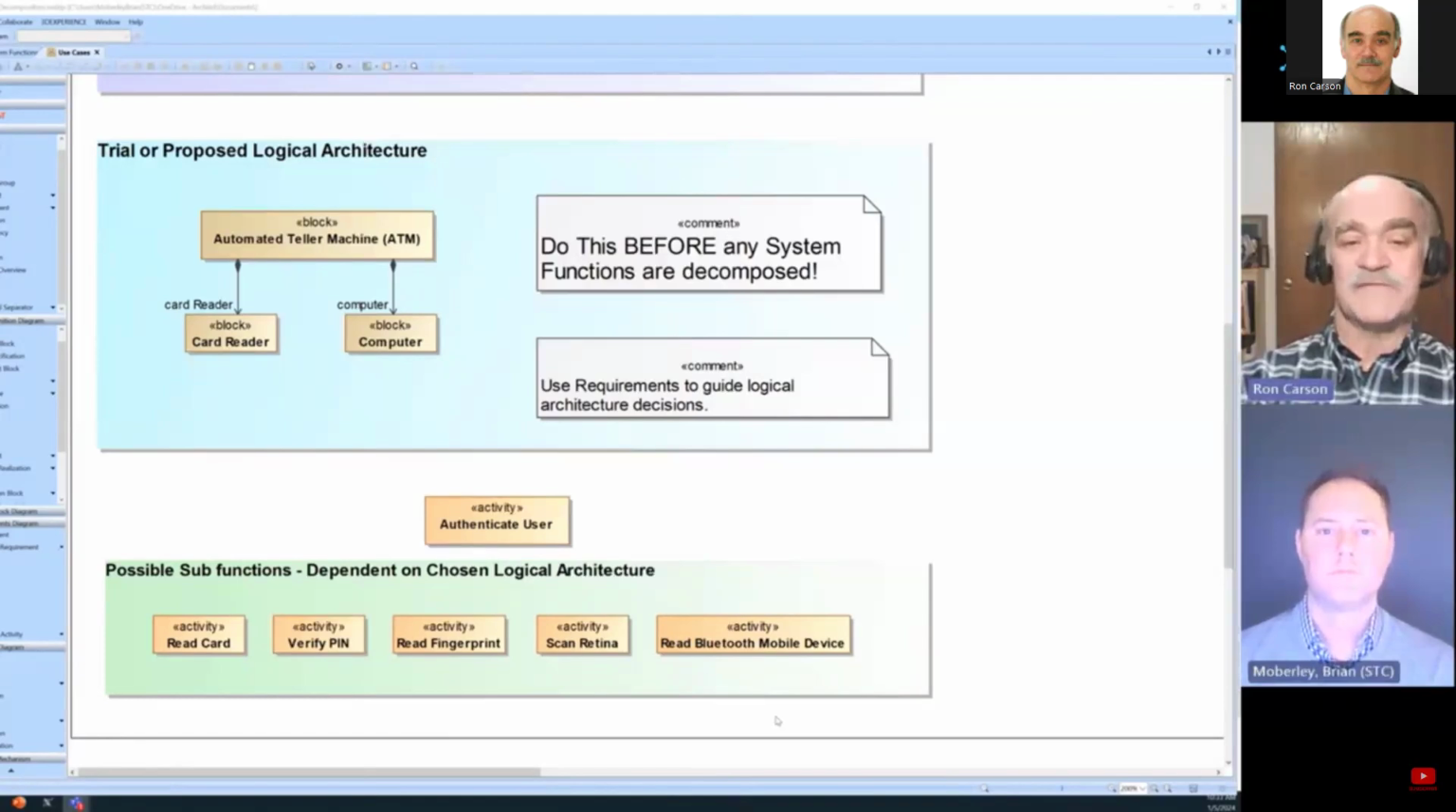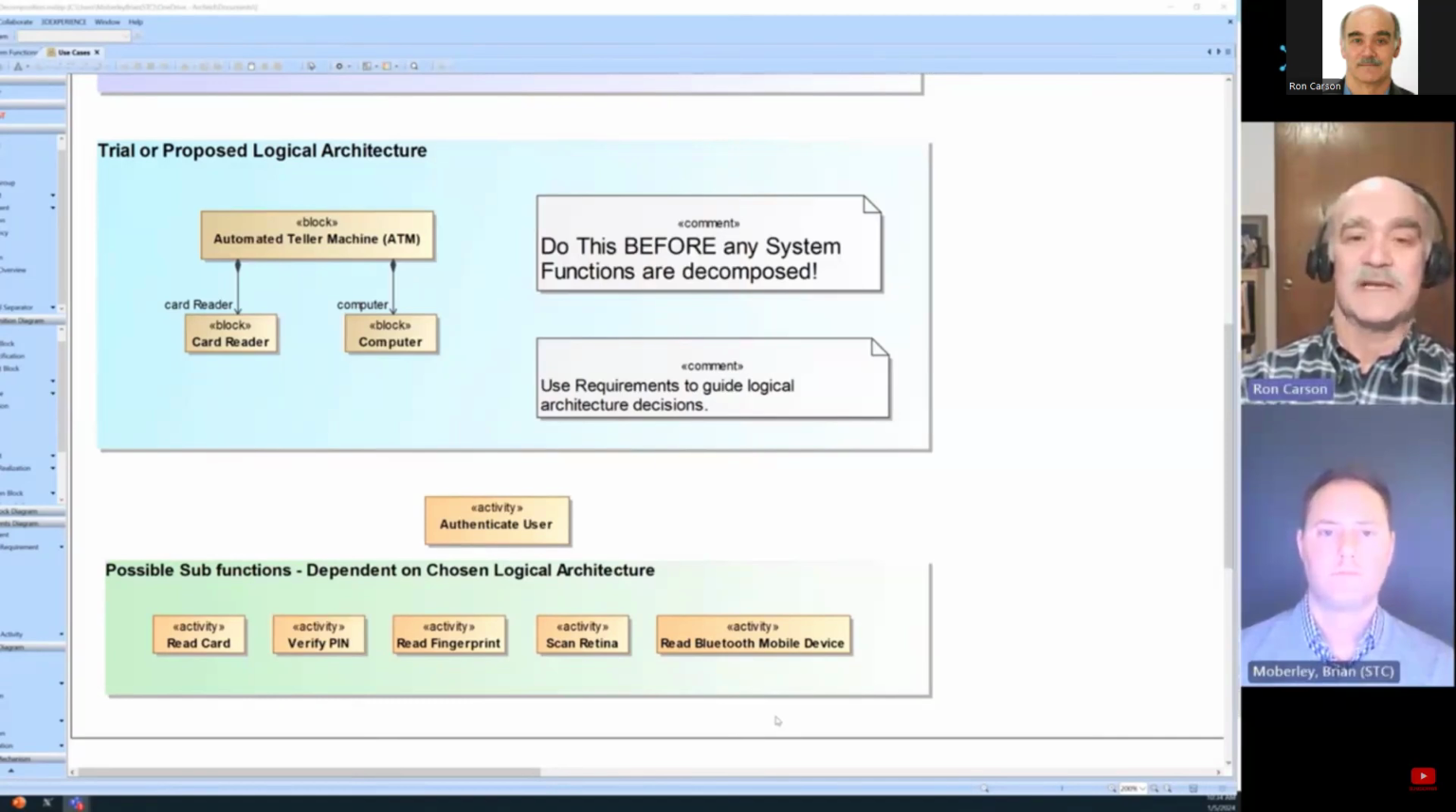Also, there are five different types of functions here that might need unique interfaces, each one of them. Right. A card reader, a fingerprint scanner, a retinal scanner, a Bluetooth connection, and not sure exactly how the verify PIN is. That might be an interaction with the bank via the internet or something. So there may be multiple options here, but if these are valid activities, then these should be explicit on the context diagram.